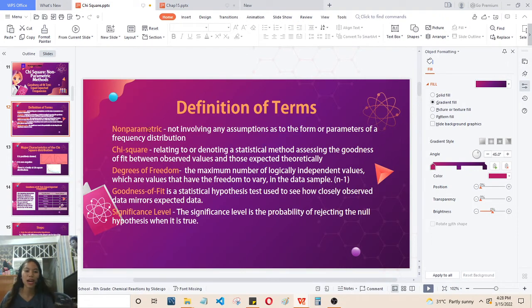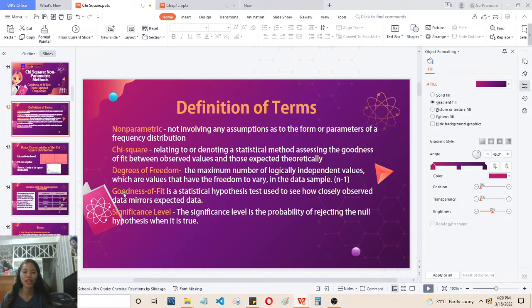We have here non-parametric, meaning not involving any assumptions as to the form or parameters of a frequency distribution. Next, we have chi-square, the test that we will be using in this problem, relating to or denoting a statistical method assessing the goodness of fit between observed values and those expected theoretically. Next, we have degrees of freedom, the maximum number of logically independent values, which are values that have the freedom to vary in the data sample. The formula for degrees of freedom is n-1.